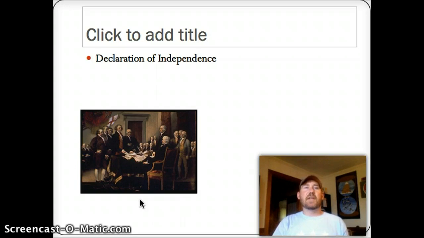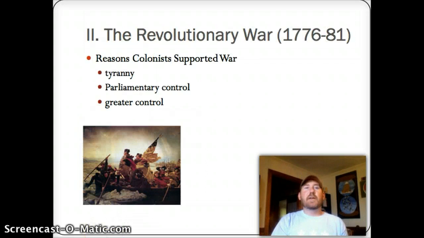And in the eyes of a lot of the founding fathers and the contributors to the Declaration of Independence, King George and the British government was not living up to the responsibilities that are given to it by the people. All right, so we've declared our independence. Now it's time for the beginning of the Revolutionary War.